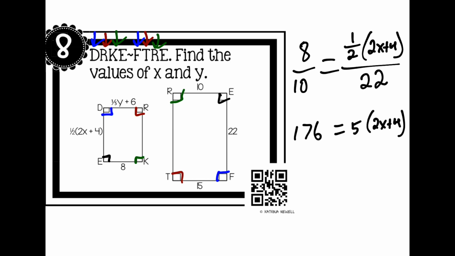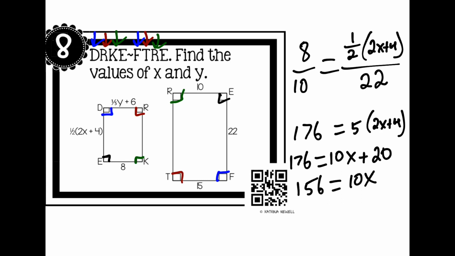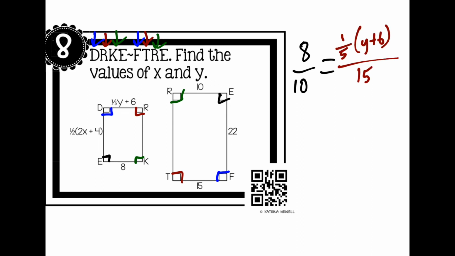I simplify on the left, and notice that 10 times 1/2 is 5. Then I can distribute, and if I move the 20 over, x is going to equal 15.6. I can use 8 over 10 again, but to solve for y, I need to change which ratio on the right side of my equation.